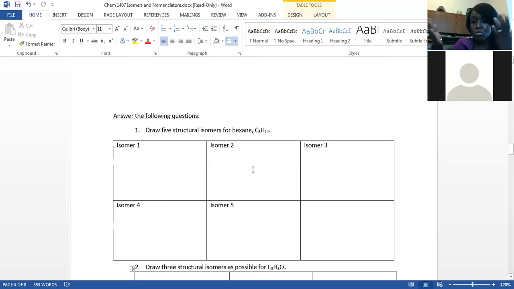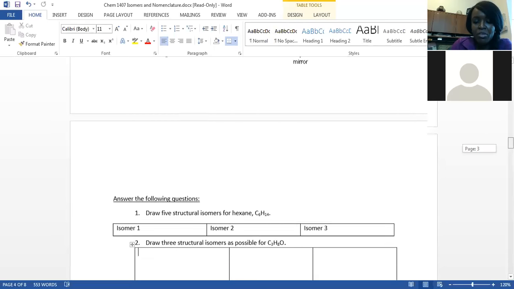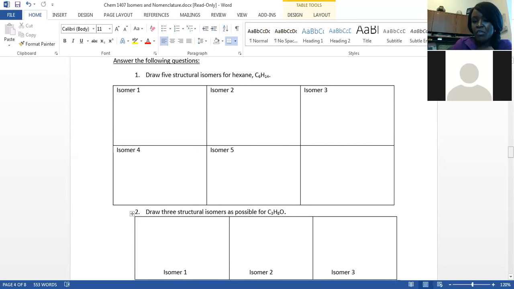Isomer number 2, maybe cut it down to 5 carbons in the longest chain, and then use the 6th carbon as a side chain. And that's pretty much how you work this out. I don't want to give you all the answers, but be creative. Think about it. The goal is for you to get different structures from the same starting elements, okay?